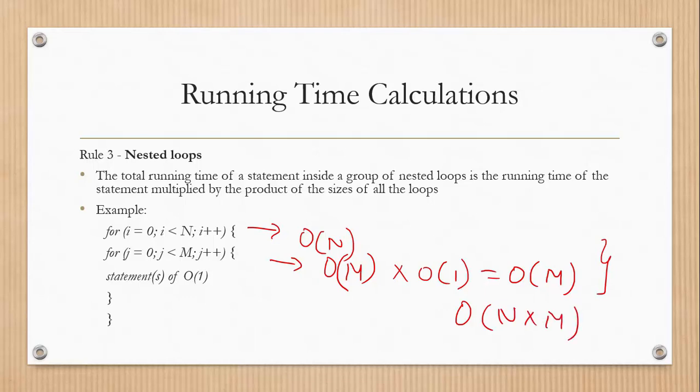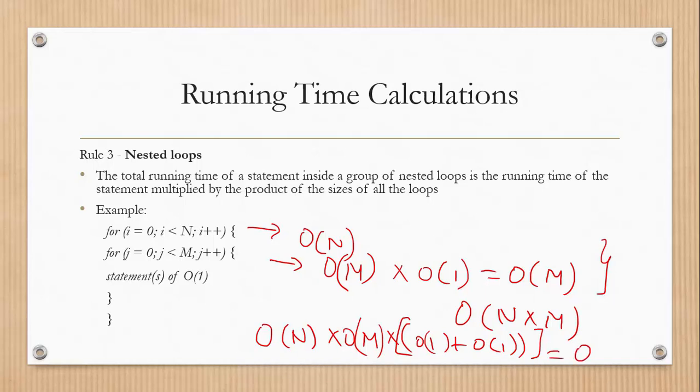Suppose we have two statements inside the inner loop, then complexity will be order of n into order of m into order of 1 plus order of 1, because we have two statements of constant time complexity. So we will multiply this by the addition of two complexities because they are serial statements. So we can say that if there is one constant time statement or if there are two constant time statements, the overall complexity of this loop will be big O of n into m.